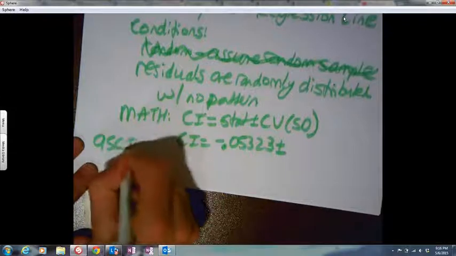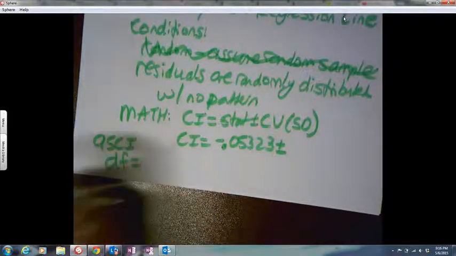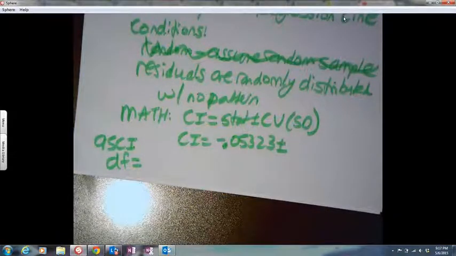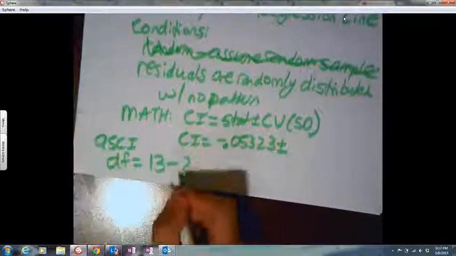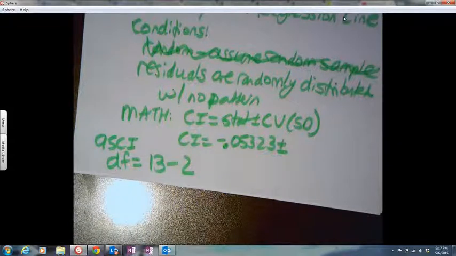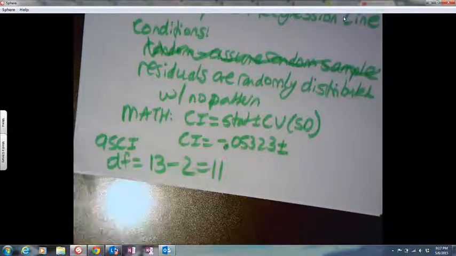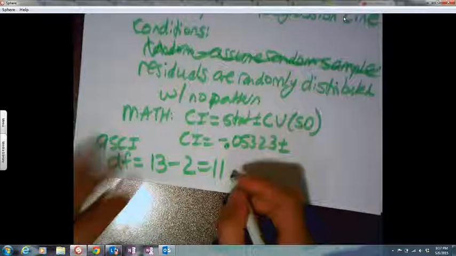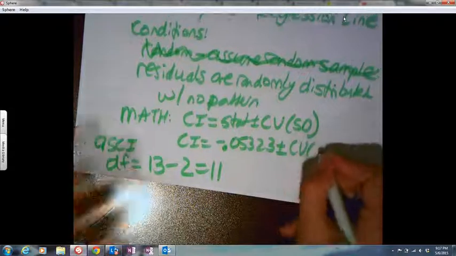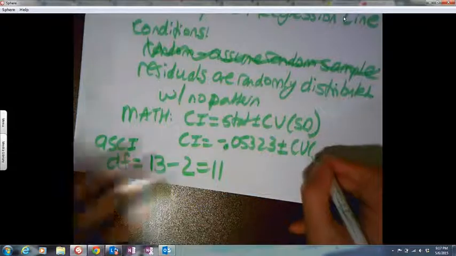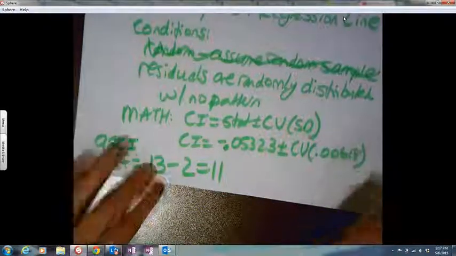And the degrees of freedom are, well, what's the sample size? So I'm going to go back here. Sample size was 13, and how many variables are there? 2, right? There are 2 variables here, x and y, so therefore the degrees of freedom are 11. So we don't know what the critical value is yet. We'll get that. Standard deviation is given to us right here, 0.00618. Okay, here's where we are so far. We got to find this critical value, so let me go to the next page.